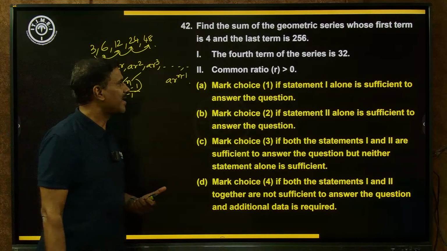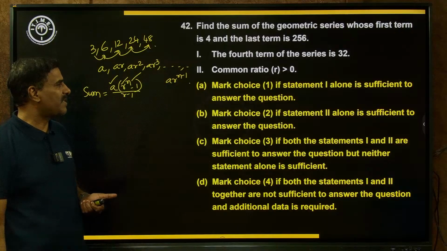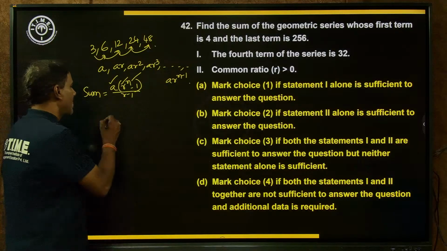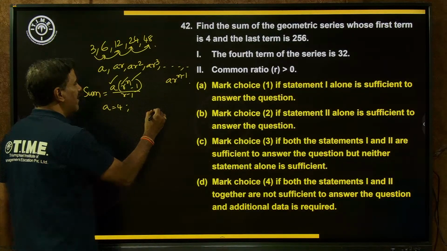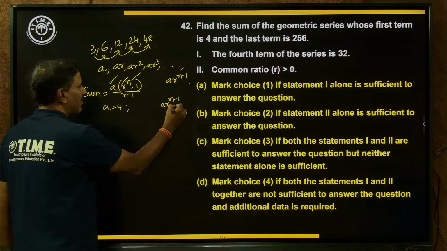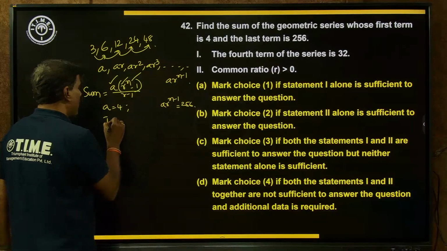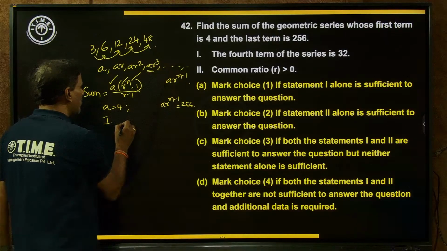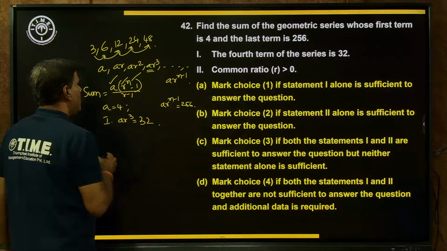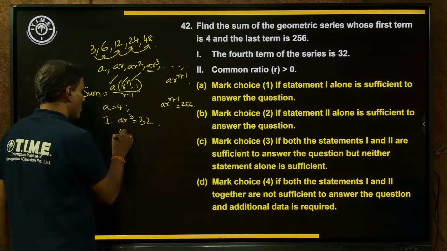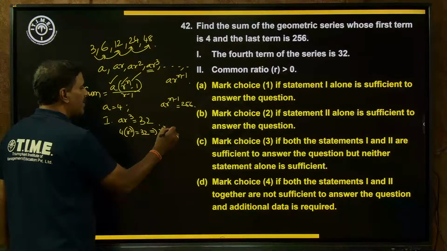First statement, the first term is already given as 4. First statement says the fourth term of the series is 32, right? So already from the question we have a as 4. We don't know which term is the last term. It is given as AR to the power of n minus 1 is 256. That is the last term. What is the first statement's data? The fourth term is nothing but AR cube only or not? AR cube is given as 32, right? So if we substitute A as 4 here, 4 into R cube is 32. In other words, R cube is equal to 8.